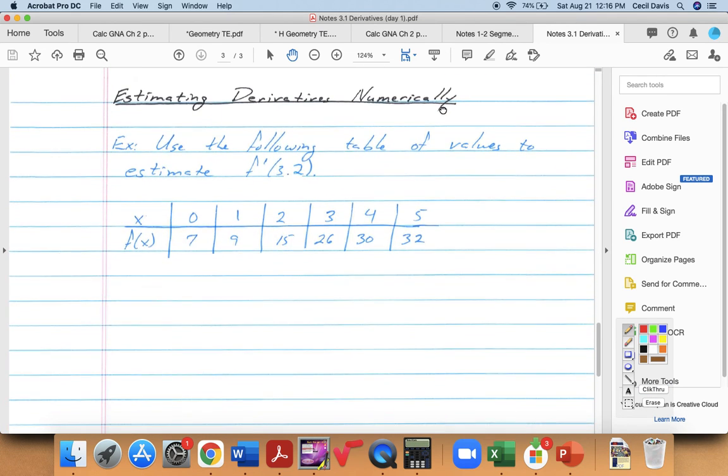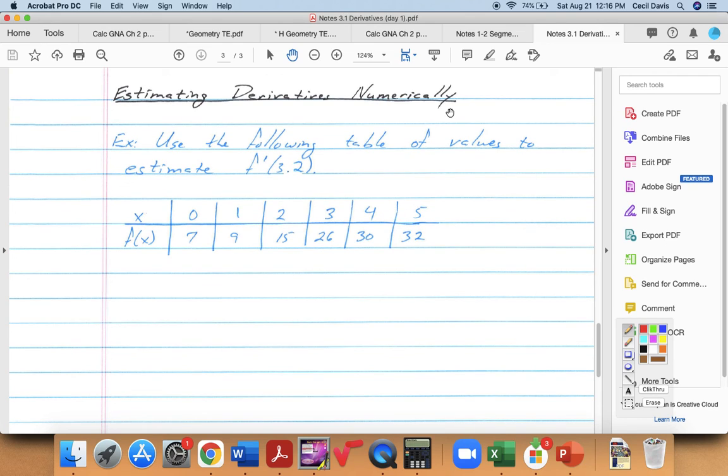We can also estimate derivatives numerically. So take this example. Use the following table of values to estimate f prime of 3.2. So remember, f prime at 3.2 is the slope of the curve, or the slope of the tangent line at that point. Well, I don't know what happens exactly at 3.2, but I do know that on the interval from 3 to 4, I can find the slope. And that should give me an approximation, maybe not a great one, but an approximation for f prime of 3.2.